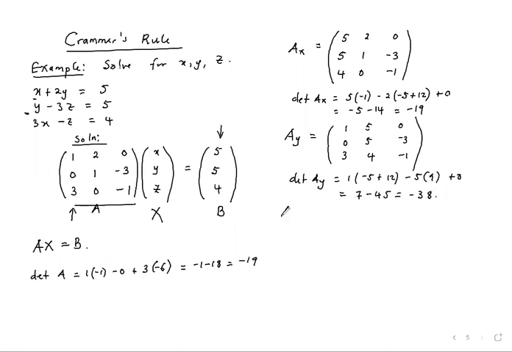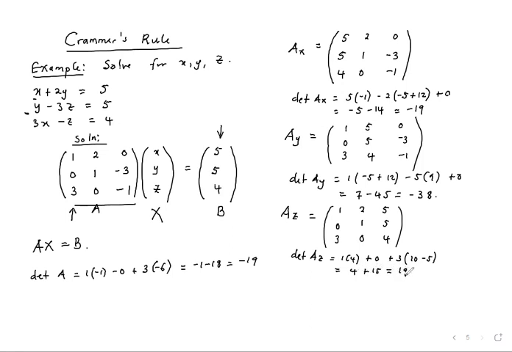And then get matrix AZ, which is 1, 0, 3, 2, 1, 0, 5, 5, 4, and get determinant AZ. We use the first column, we have 1, and then 4, and then plus 0, plus 3, we have 10 minus 5, giving us 4 plus 15, which is equal to 19.